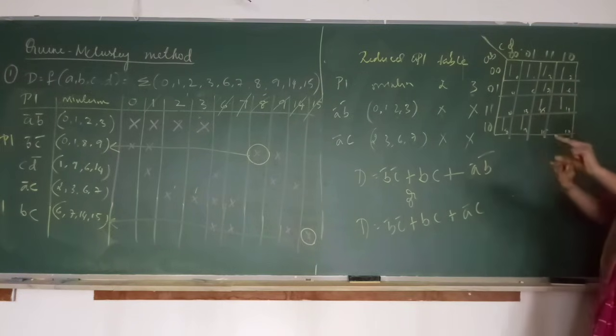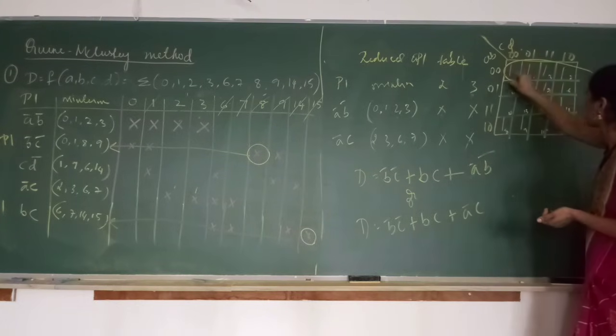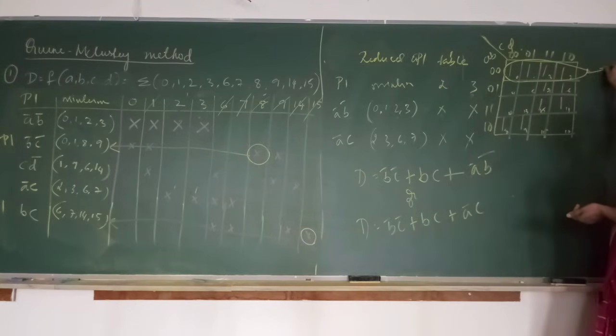Now forget about the min matrix. Just try to group this. Can you group 0, 1, 2, 3? Yes, you can group 0, 1, 2, 3. And what is the equation you get? If you group 0, 1, 2, 3, you get A bar, B bar.